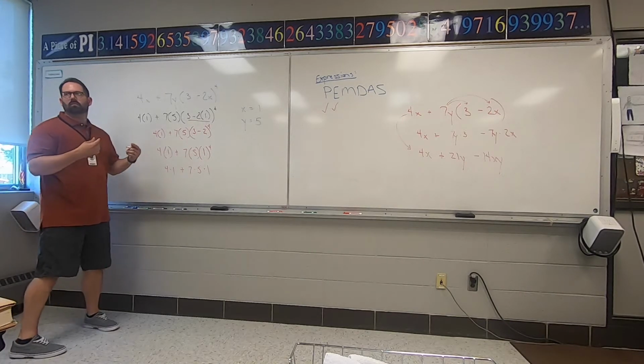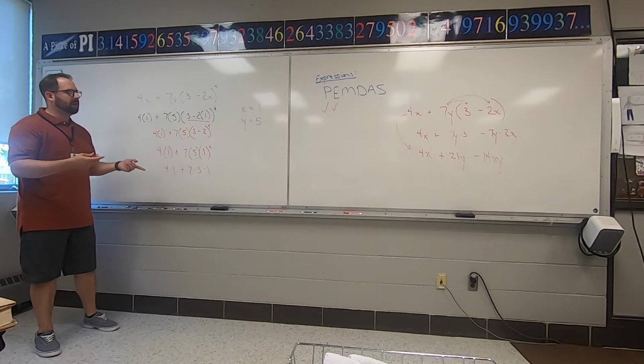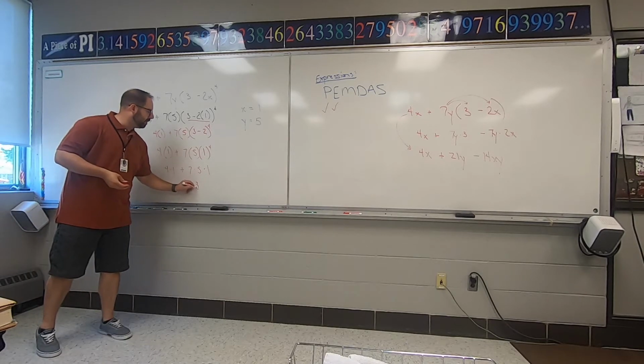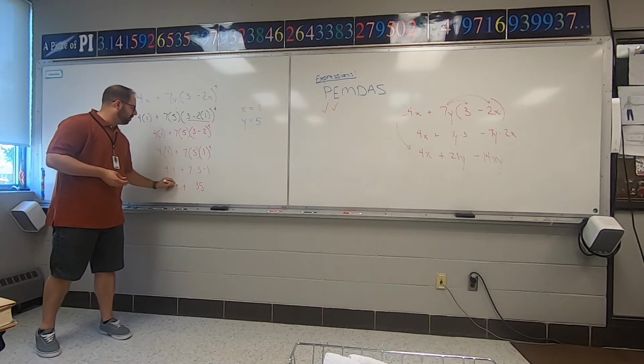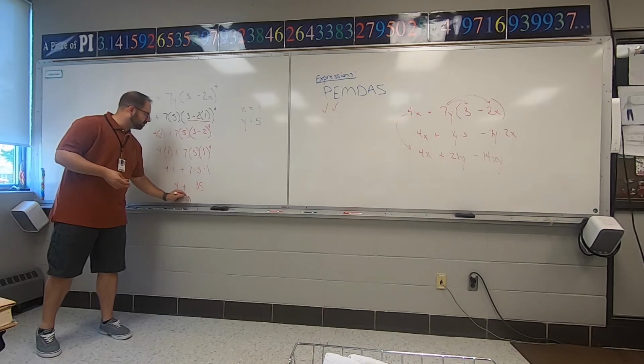Okay, now obviously we're done with parentheses. We just have to multiply or divide. Well, I have 35 in the back. I had a 4 in the front, and then I can add them together, and so your final answer is 39.